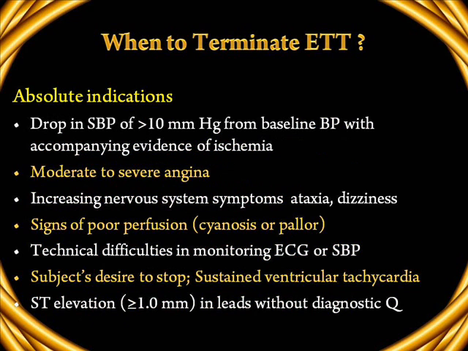Okay, our patient has started the exercise test, but there are some indications to terminate the exercise test in case it is not going smoothly. What are the absolute indications to terminate the exercise test? A drop in systolic blood pressure of more than 10 millimeters of mercury from the baseline blood pressure with accompanying evidence of ischemia in the ECG monitor is an absolute indication to terminate ETT.